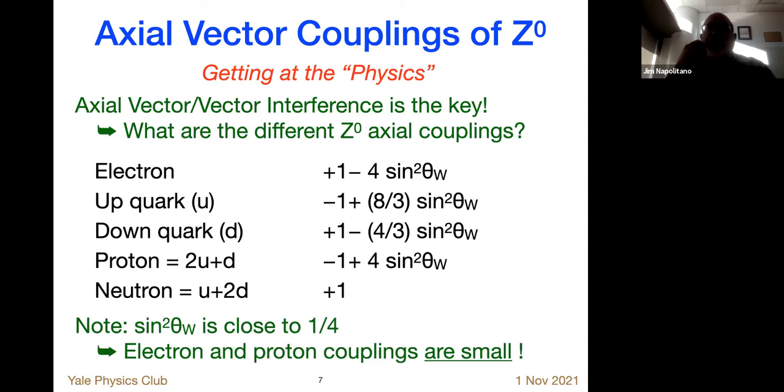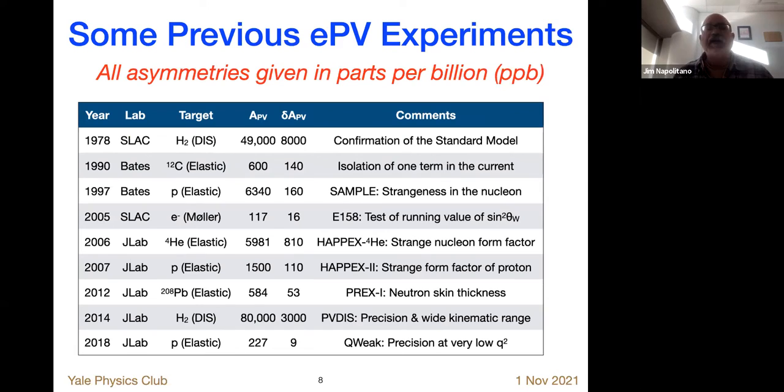I'll get into some of those details, especially between the proton and neutron. The fact that the proton coupling is very small compared to the neutron axial coupling is how we're going to learn about neutron matter in lead and calcium. Okay, here's a little bit of history.